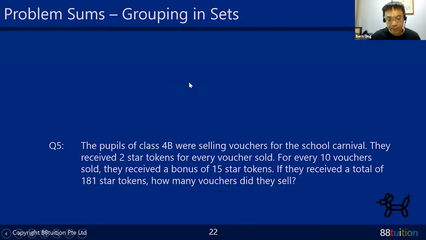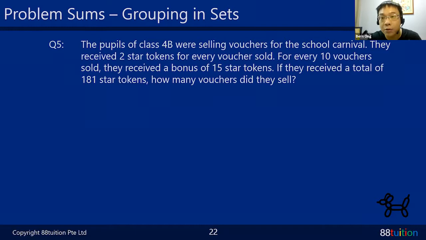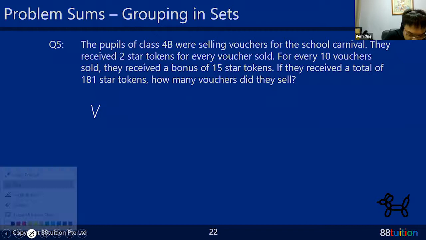Okay, come. As I say already, this question is a little bit difficult. It's not 35. All right. Now, just listen to me, okay? Listen to me. Let me guide you. So down here, the pupils of class 4B were selling vouchers for the school carnival. Means I've got some fun fair going on, something like that, okay? Then what happened? They received two star tokens for every voucher. So if I have one voucher, I will receive what? All right, I'll receive 2 stars.